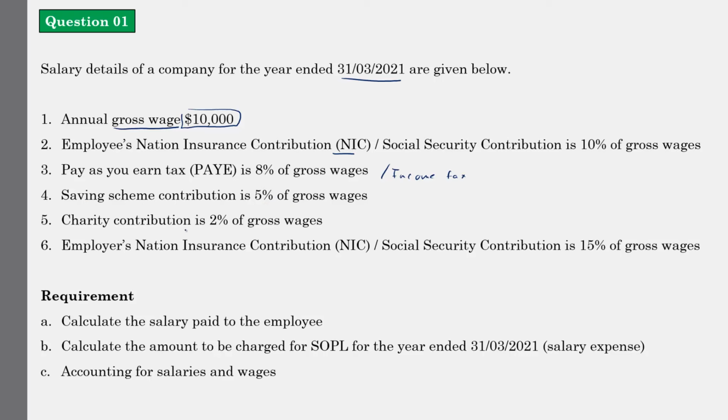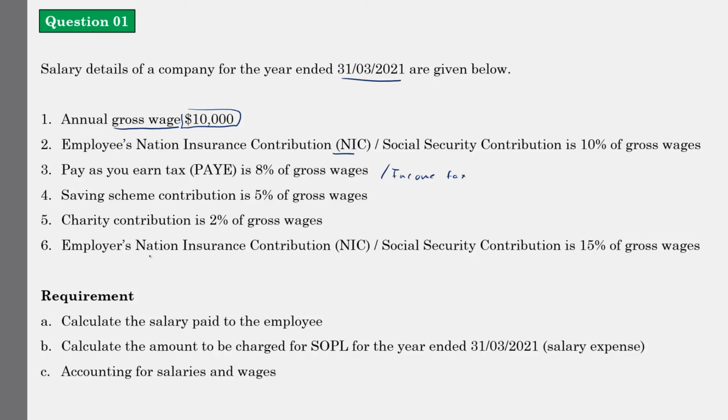Next one is charity contribution, which is 2% of the gross wage. Sometimes employees can tell the employer, I want to contribute a certain amount from my salary for charity purposes. So can you deduct 2% from my salary and contribute it for charity? If that is the case, companies will deduct that 2% for the charity contribution. These percentages can change based on different regions. Here I have taken certain numbers to explain it.